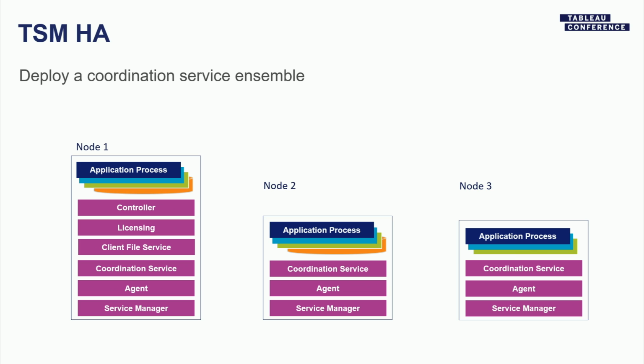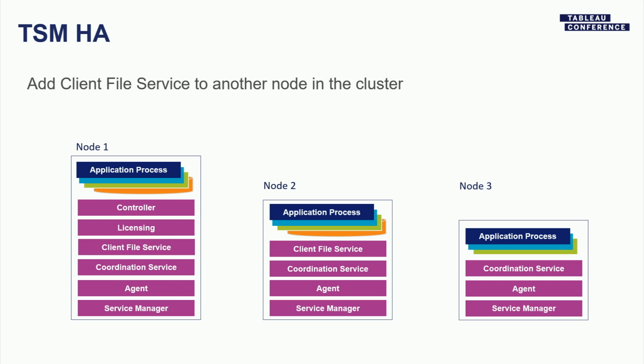The other service that I wanted to talk about is the client file service. This is similar to the file store over on the application process side, but it's used for storing files that are needed for configuring and managing Tableau Server. These are things like your SSL cert files, maybe any custom logos that you have, things that are needed to run server. So again, we want to make sure that we have high availability here. So we'll go ahead and put an extra instance of client file service on node 2. Now I have some redundancy in the system.